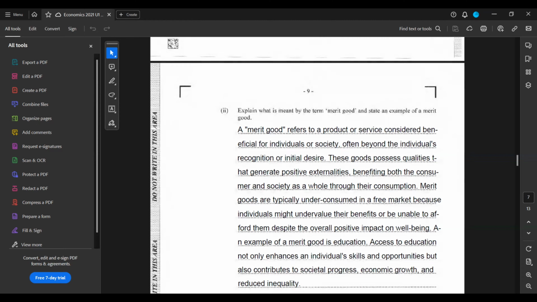An example of a merit good is education. Access to education not only enhances an individual's skills and opportunities, but also contributes to societal progress, economic growth, and reduced inequality.